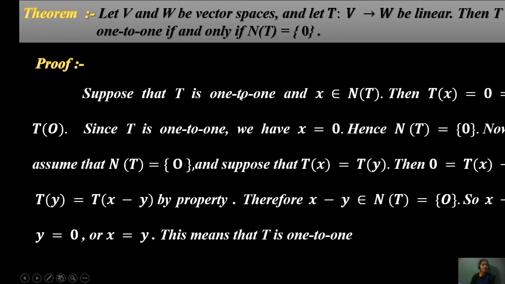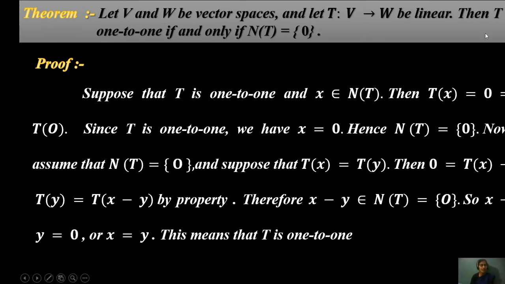Suppose that T is one-to-one. What is meant by one-to-one? For example, if T goes from R to the power n to R to the power m, where n and m are the dimensions of the vector spaces, then T maps distinct vectors to distinct vectors.